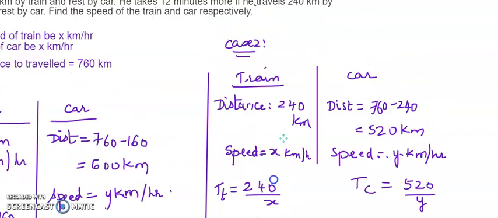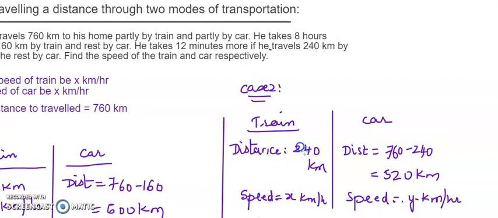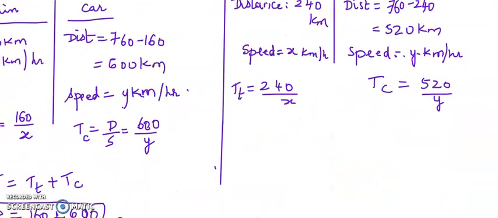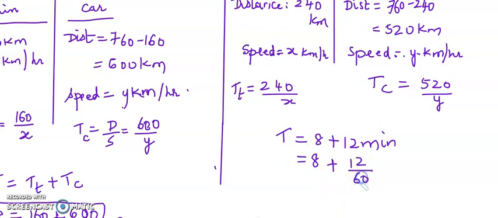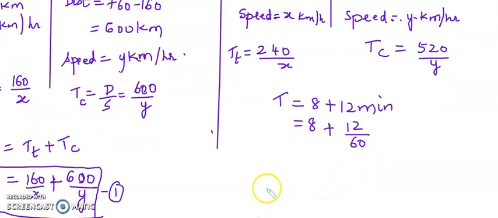So total time in the second case is 12 minutes more. So first we need to figure out that. So total time is 8 hours plus 12 minutes. 12 minutes in hours conversion will be 12 divided by 60, because in 1 hour it is how much? 60 minutes. That will be 8 plus 1 by 5, which will give me 41 by 5 hours.